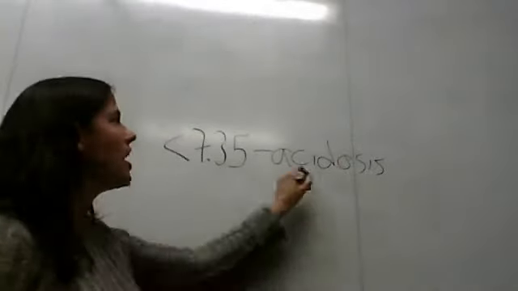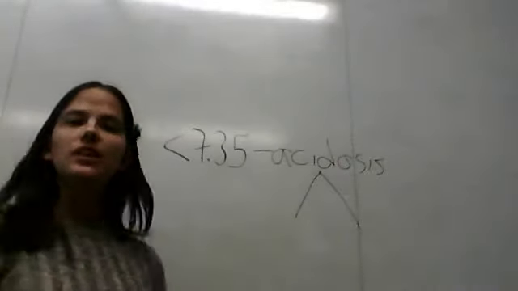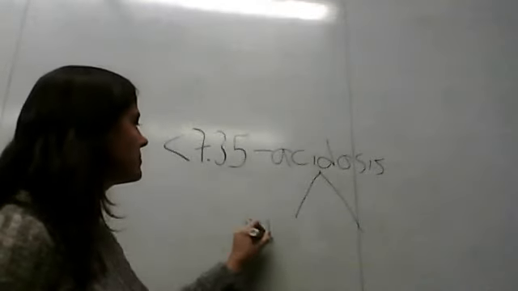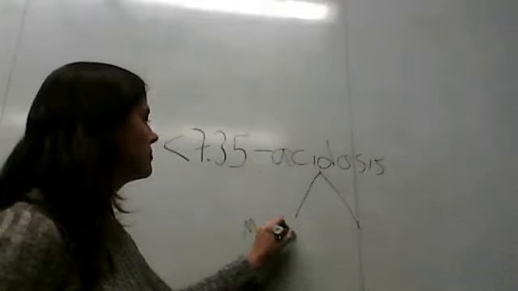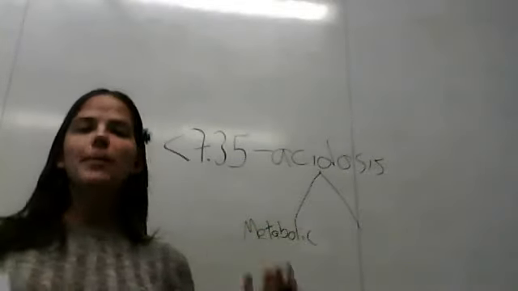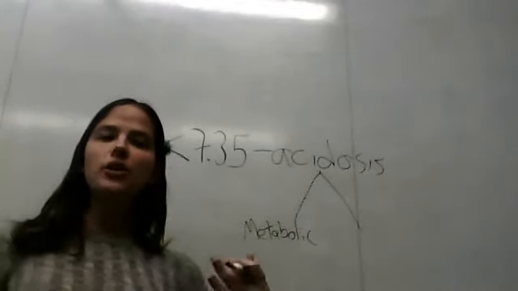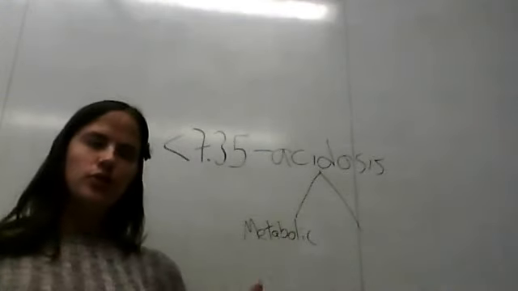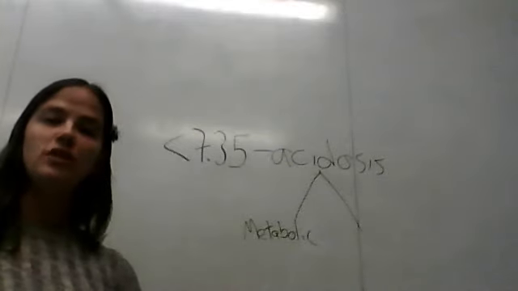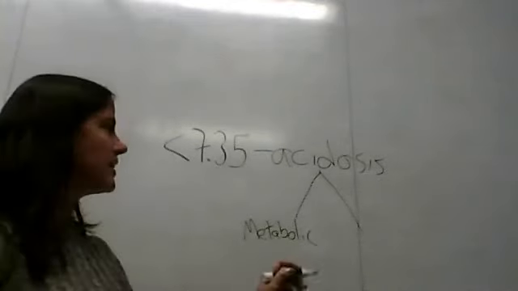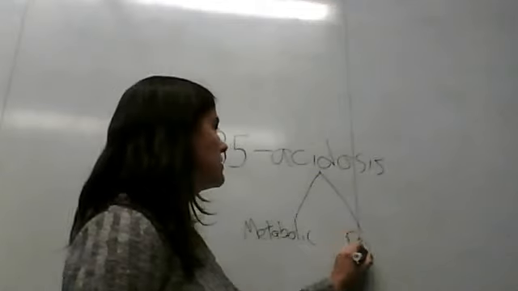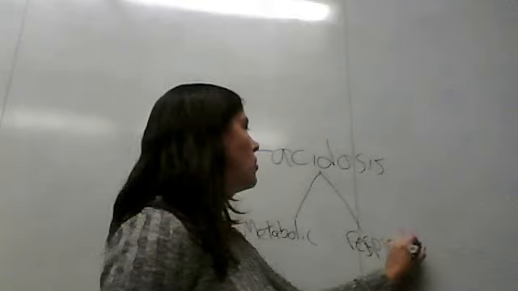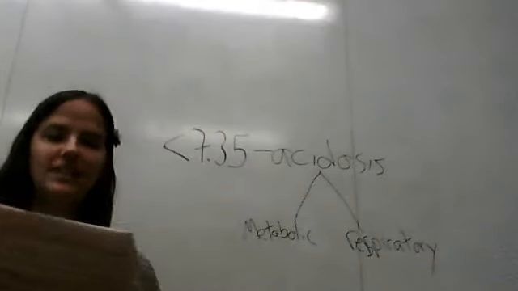Okay, so there are two causes of acidosis. Because you can either be producing too much acid, that's going to be metabolic, or maybe you're producing the same amount of acid, but you're not able to get rid of it, right? So you're unable to exhale that CO2, which is our main way of getting rid of it. So that is called respiratory.